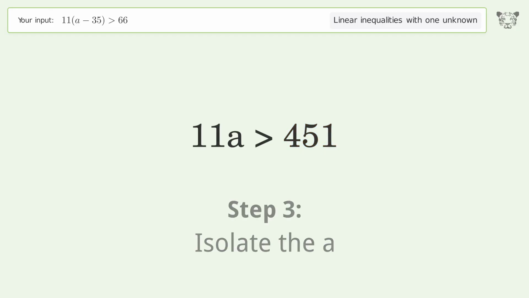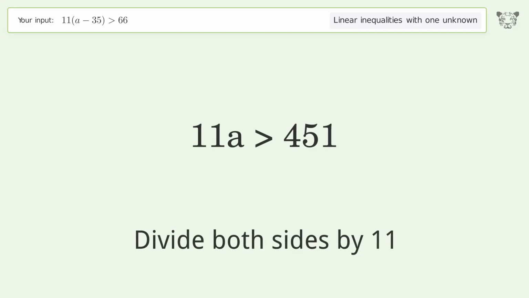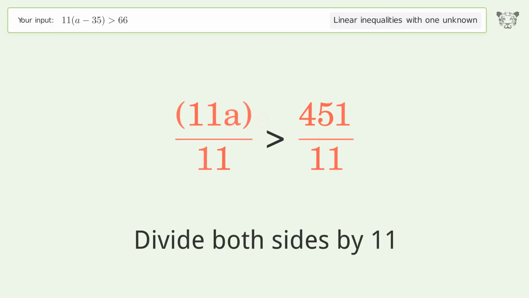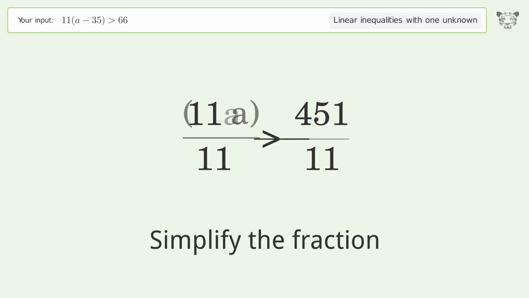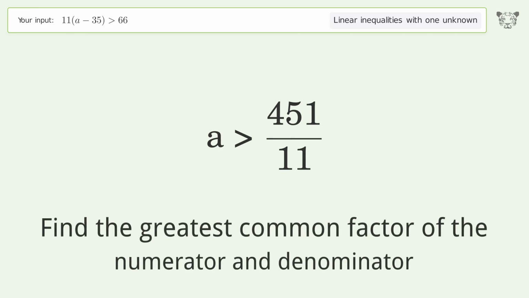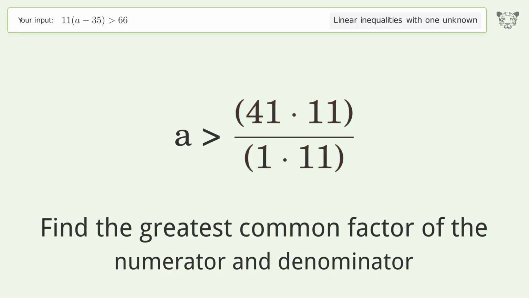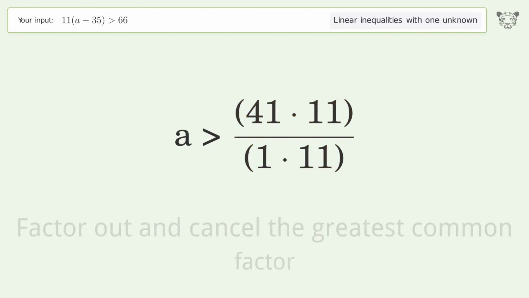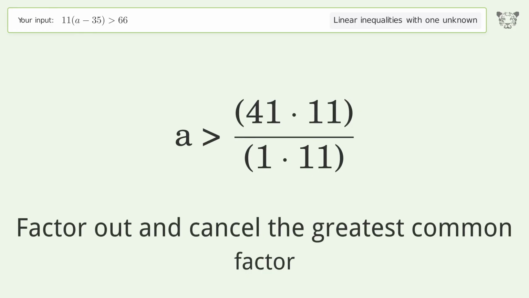Isolate the a. Divide both sides by 11. Simplify the fraction. Find the greatest common factor of the numerator and denominator. Factor out and cancel the greatest common factor.